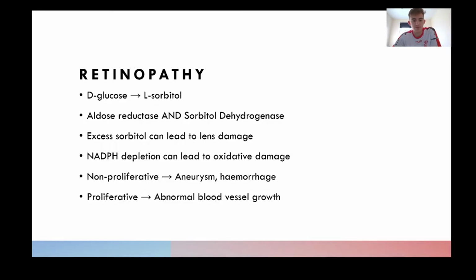You can have two types of this damage done. So we've got non-proliferative, which can cause aneurysm and hemorrhages, or we can have proliferative, which means abnormal blood vessel growth, which can obviously both be harmful to the body.